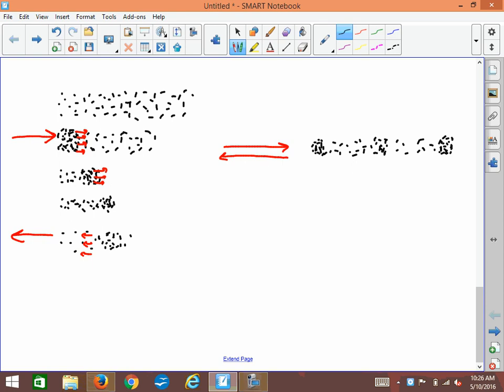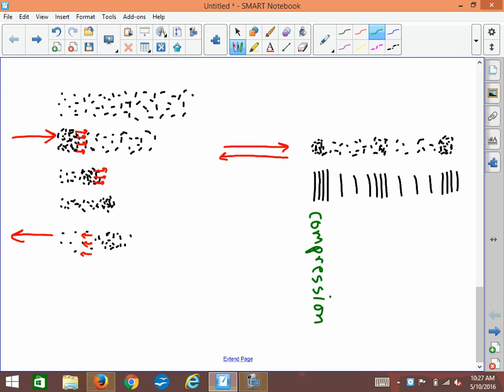Now, instead of drawing dots, we sometimes draw this like this. We draw it as little lines to show molecules close together, and then molecules far apart, and then molecules together, far apart, close together, and so on. What we're actually doing, the real word is compression. We are compressing the molecules. And so we call this spot where the molecules are squished a compression area.